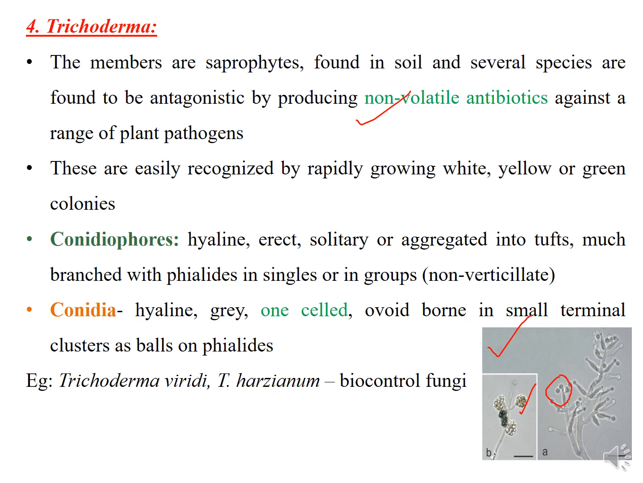Examples of Trichoderma are Trichoderma viride and Trichoderma harzianum. We can utilize them as biocontrol agents.